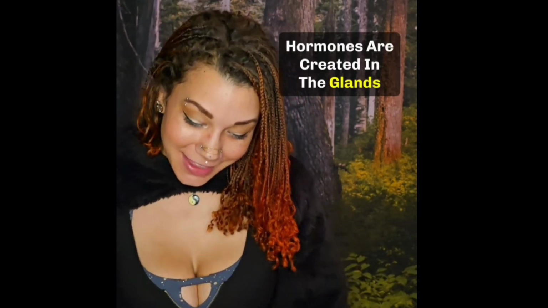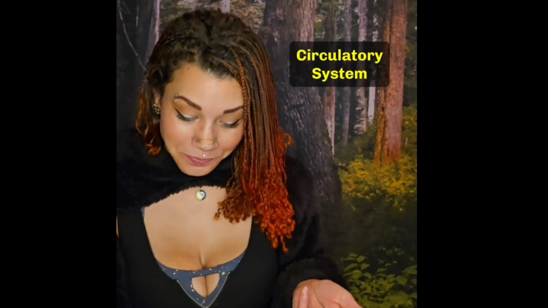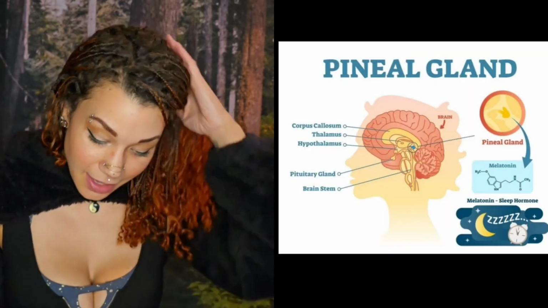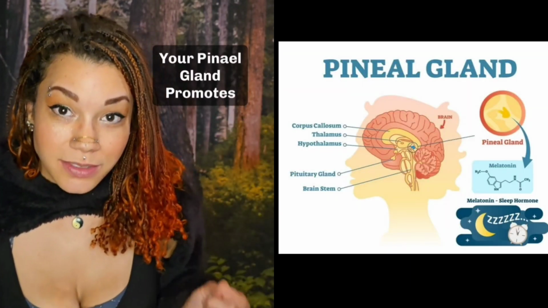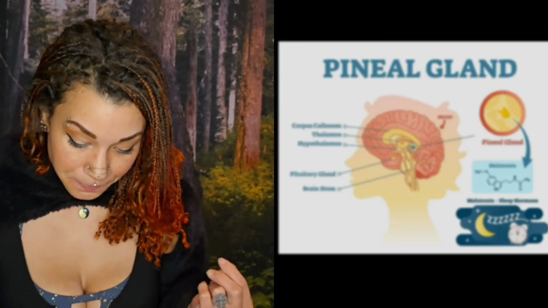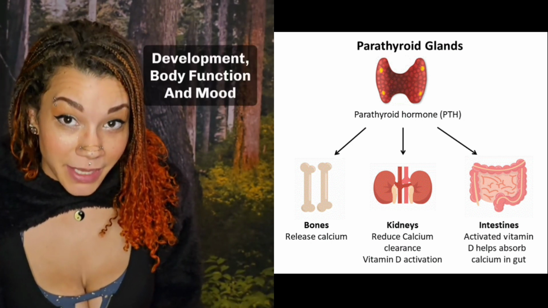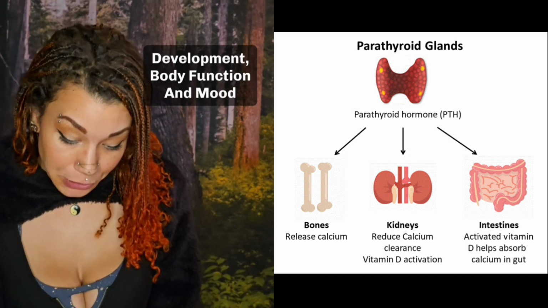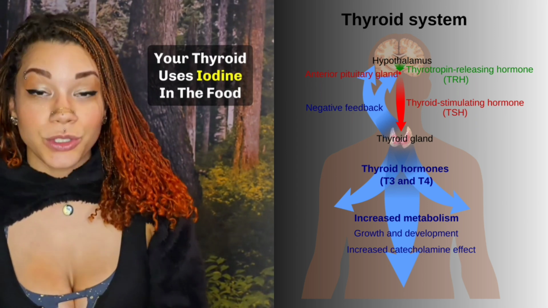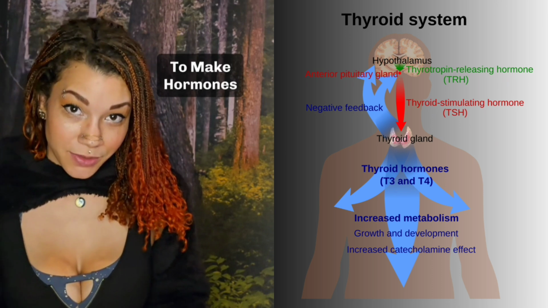Hormones are created in the glands and they're secreted through the circulatory system. Most of your hormones are created in your pituitary gland. Your pineal gland promotes melatonin, so it helps you sleep. So the parathyroid is growth, development, body function, and mood. And it also regulates your calcium. Your thyroid uses iodine in the food to make hormones.